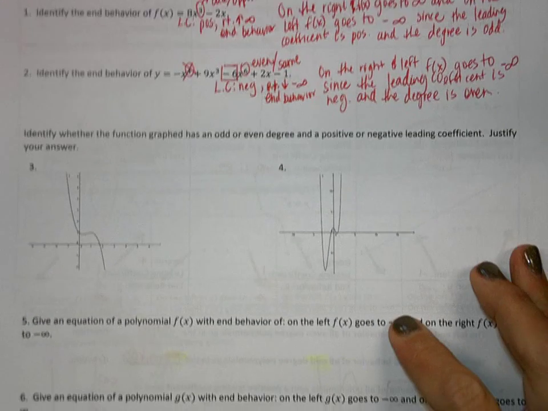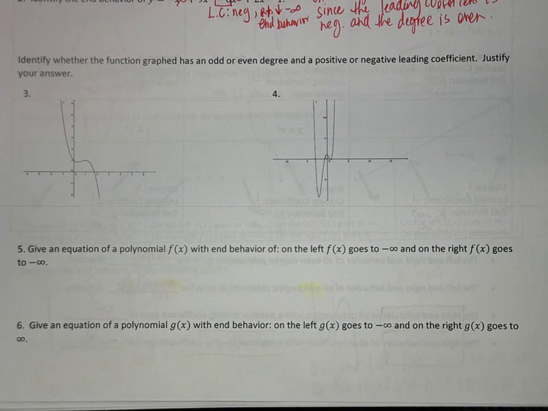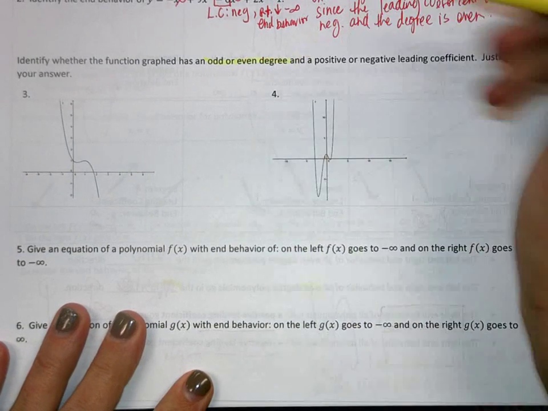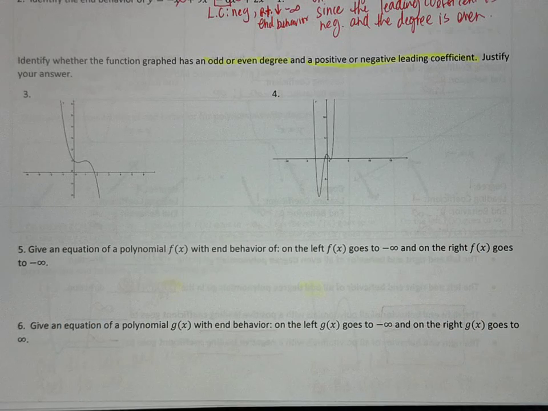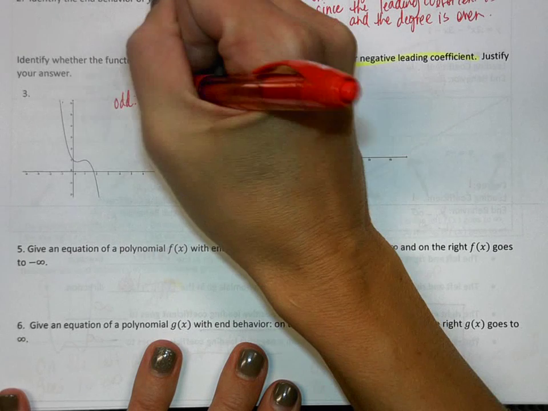Number 3. So it says identify whether the function graph has an odd or even degree and a positive or negative leading coefficient. Okay, so odd or even degree and positive or negative leading coefficient. And it says justify. So again, that means I'm going to write a sentence. But before I do my justification, I kind of like to figure out what it is that's going on. So is this one going to be odd or even, and how do you know on number 3? Odd. And we know it's odd because they are going in opposite directions.